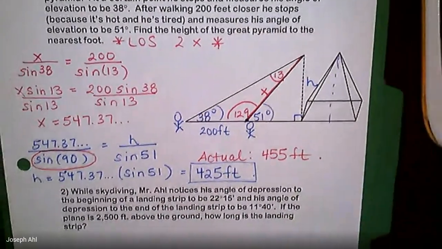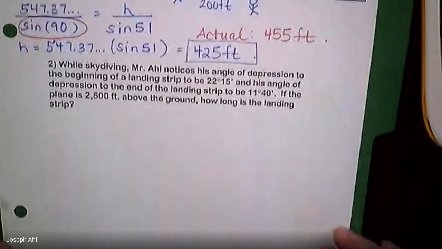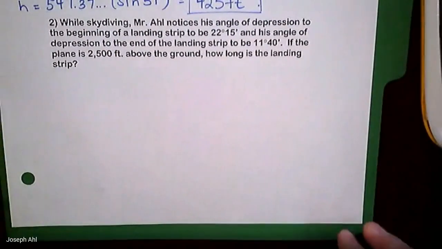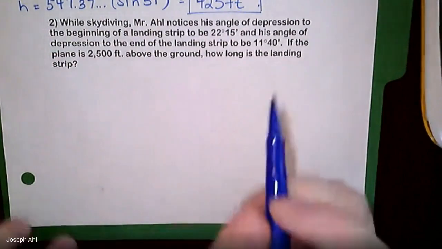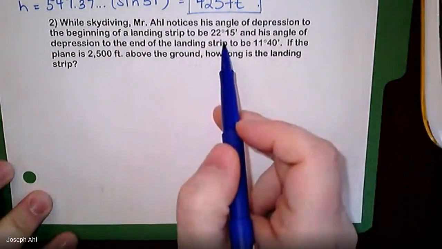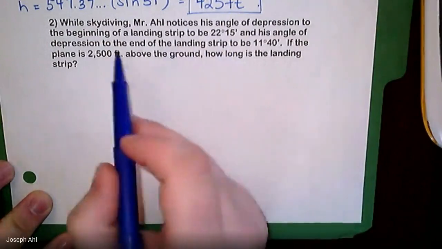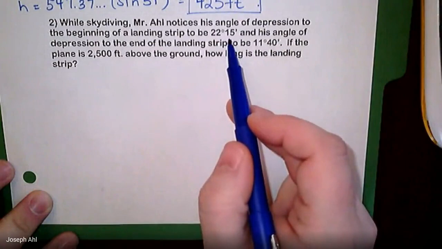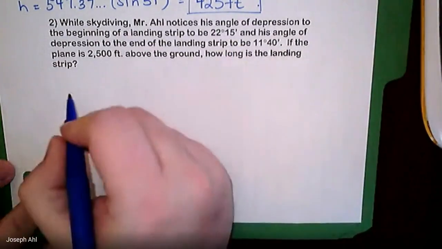Just to finish off these notes, we'll do an angle of depression. I'm quite the traveler. Not only did I go look at the Great Pyramid, but I also went skydiving. I don't know if I would ever do this in life. I've never gone skydiving. Maybe you guys have. But if I am skydiving, I probably want to land somewhere. So I'm noticing that my angle of depression to the beginning of the landing area and then to the end of the landing strip are 11 degrees 40 minutes to the end, and 22 degrees 15 minutes to the beginning of it.